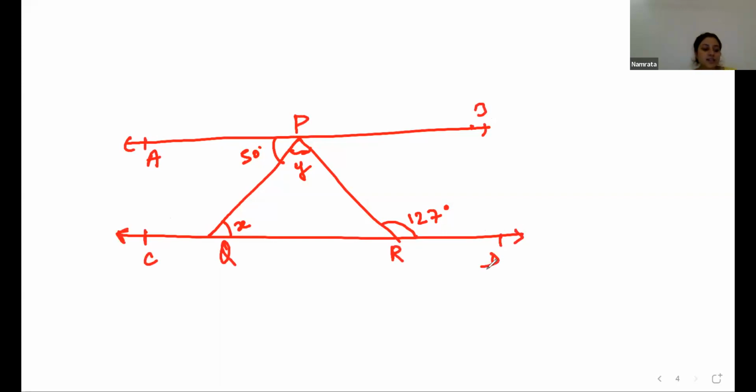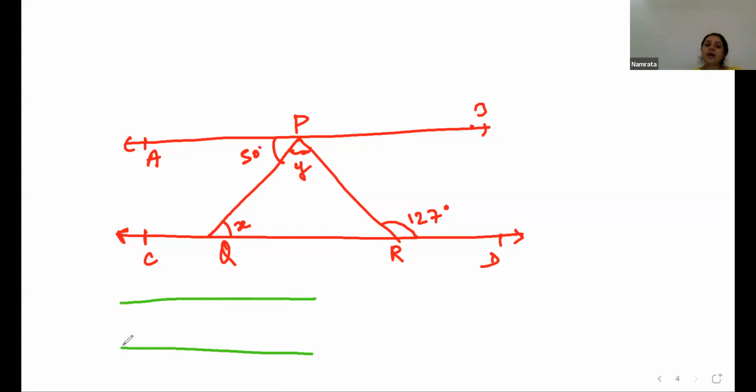What exactly is written over here: AB is parallel to CD. Angle APQ is given as 50 degrees, and angle PRD is given as 127. Find X and Y. Again, you have to take the parallel lines and the transversal one by one. If you take it one by one, then easily you will be able to get it.